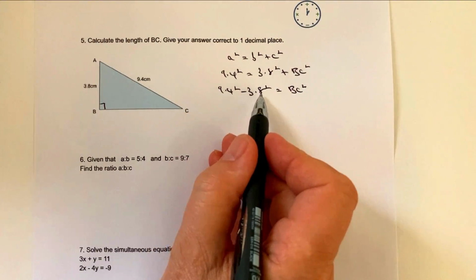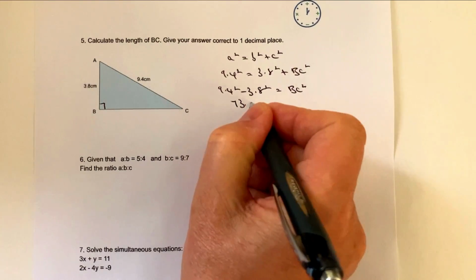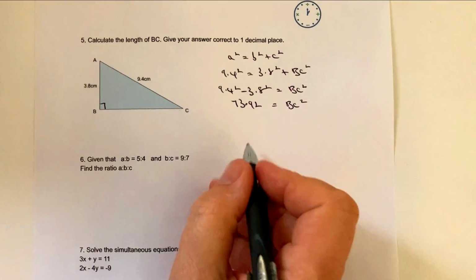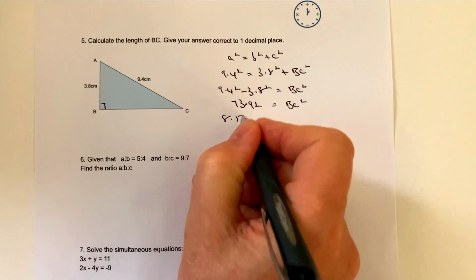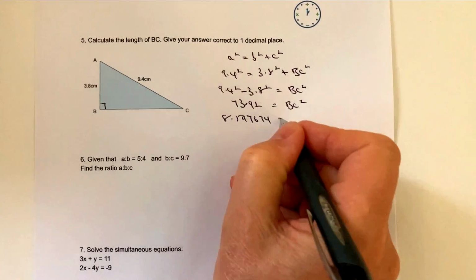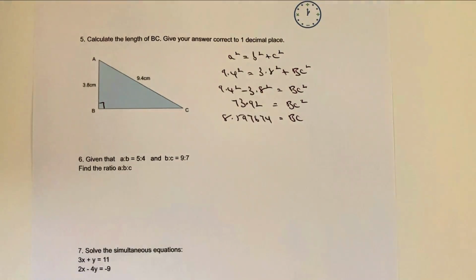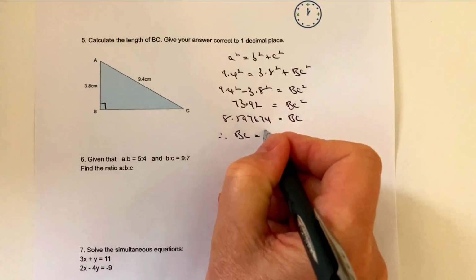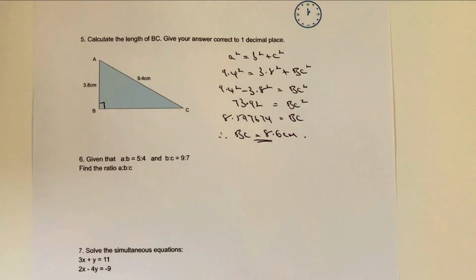If you put that into a calculator, what you're going to get is 73.92 equals BC squared. Square root of that then is going to be 8.597674, and that equals BC. And you'll go back to the question to one decimal place. Therefore, BC equals 8.6 centimetres. And that's the answer to that particular question.